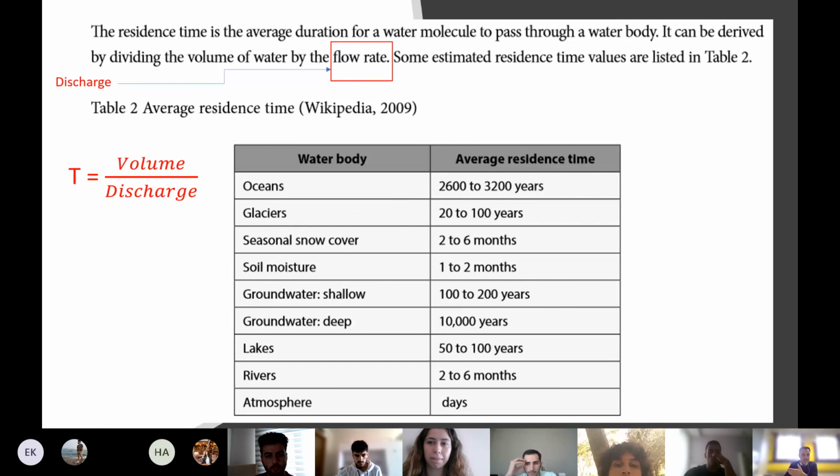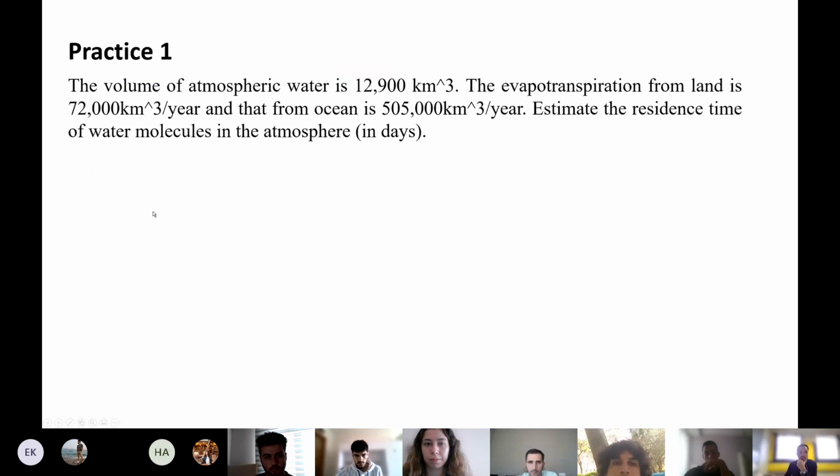How do we calculate it? Either by mass per volume, by mass per flux, or volume per discharge. If you have mass and flux, you can find it. If you have volume and discharge, you can find it easily. So based on the definition that I showed you, please solve this question, read it, and solve it in 2 minutes.